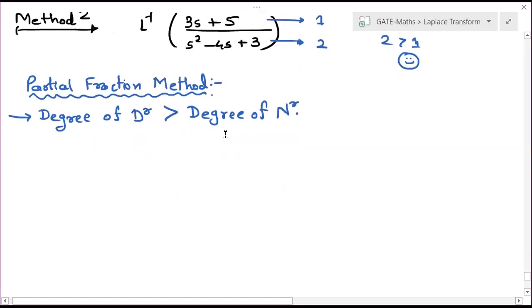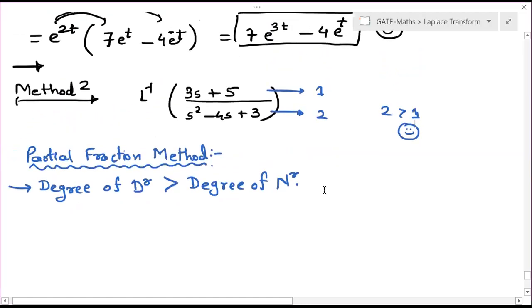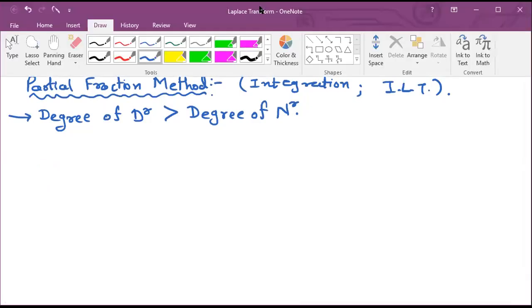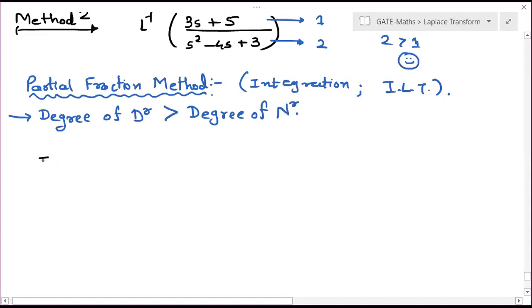This partial fraction method will be helpful to you in two places. One, when we are going to find integration, and another when we are going to find inverse Laplace transform. In both the cases, now we are seeing this method for inverse Laplace transform. When we start our calculus, then at that time also we are going to see this. Okay, so let us try to convert this. So 3s plus 5 divided by s square minus 4s plus 3.